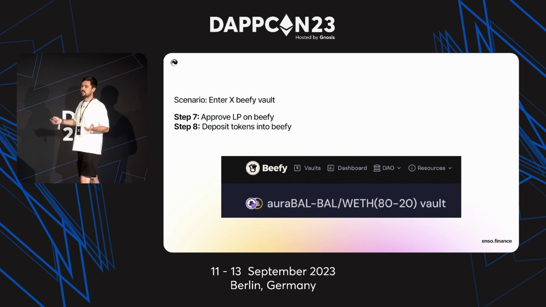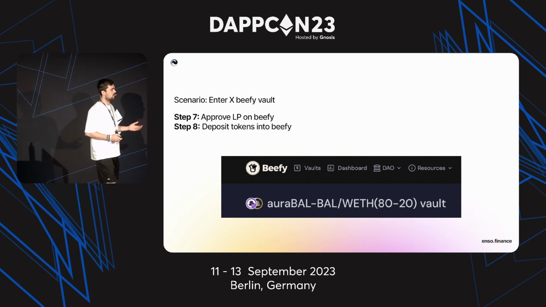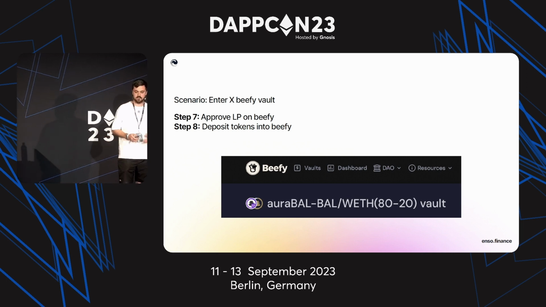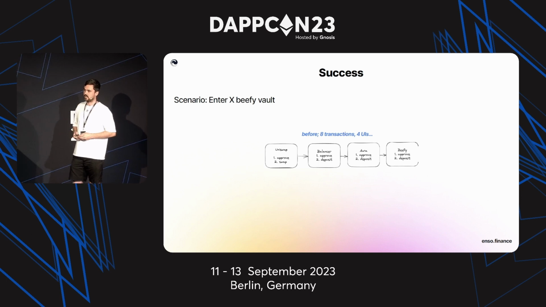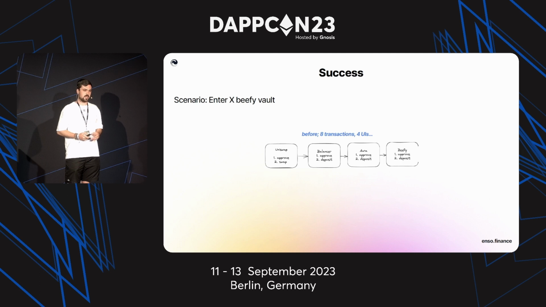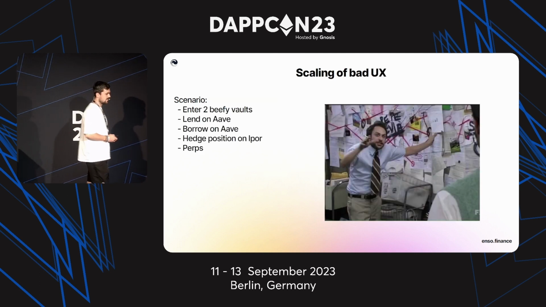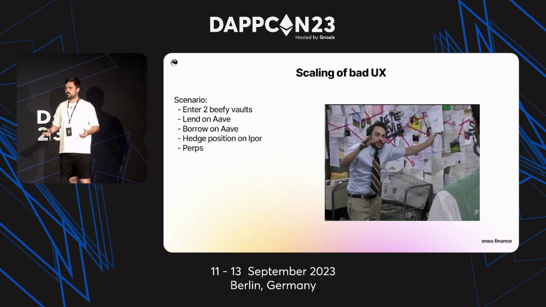Third step, I'll then approve my Balancer LP onto Aura, deposit my tokens into Aura. Fourth step, finally get to my end destination where I already knew where I wanted to get to. I need to finally approve my tokens in Beefy and then finally deposit into Beefy. This is what success looks like within our current industry of DeFi. 4 different interfaces, 8 different transactions for a very simple DeFi flow. This scales to tremendously bad user experience the more DeFi actions you do.